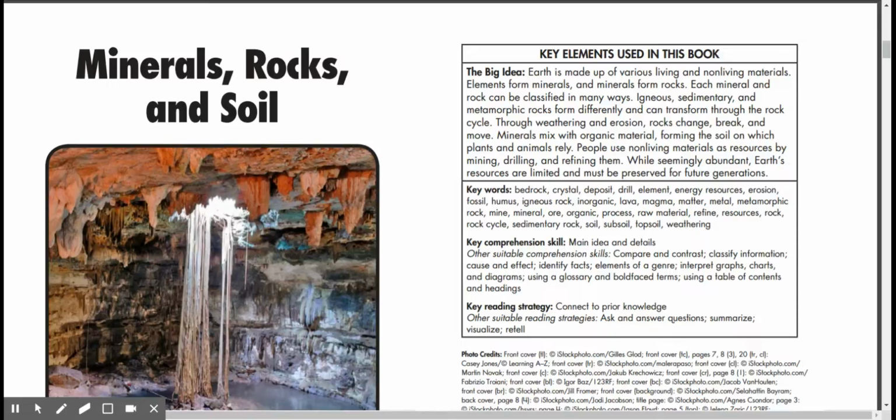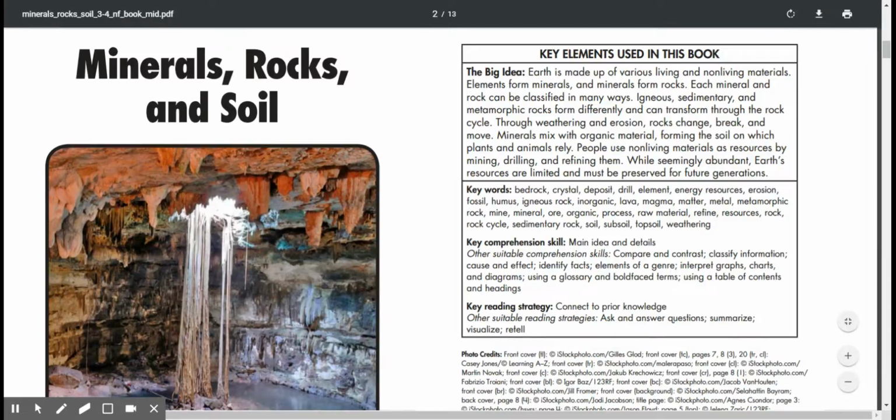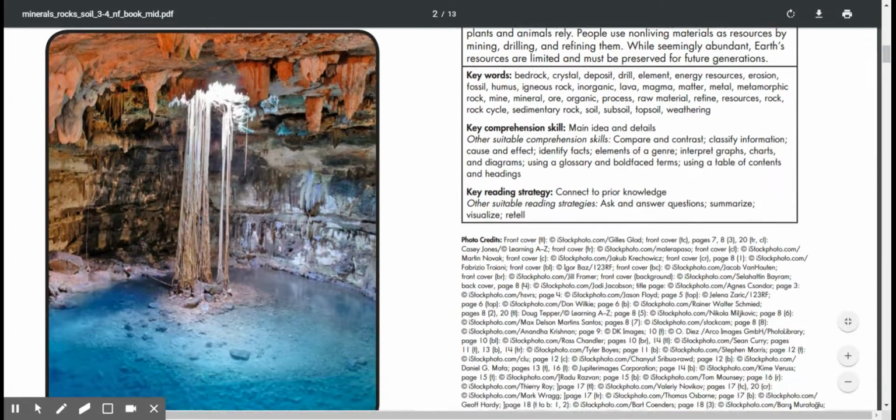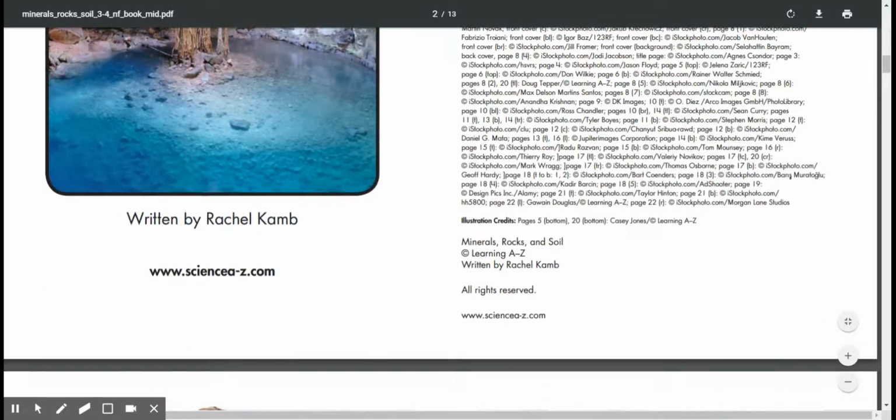So the past few weeks, we've been talking about plate tectonics. We've been talking about the layers of the earth. If you remember the mantle, we talked about landforms, things like plateaus and mountains and plains. We talked about earthquakes. We talked about tsunamis, the different natural disasters. Well, now we're going to actually talk about what the earth is made up of. So as you can see, minerals, rocks, and soil, we have examples here from a cave.